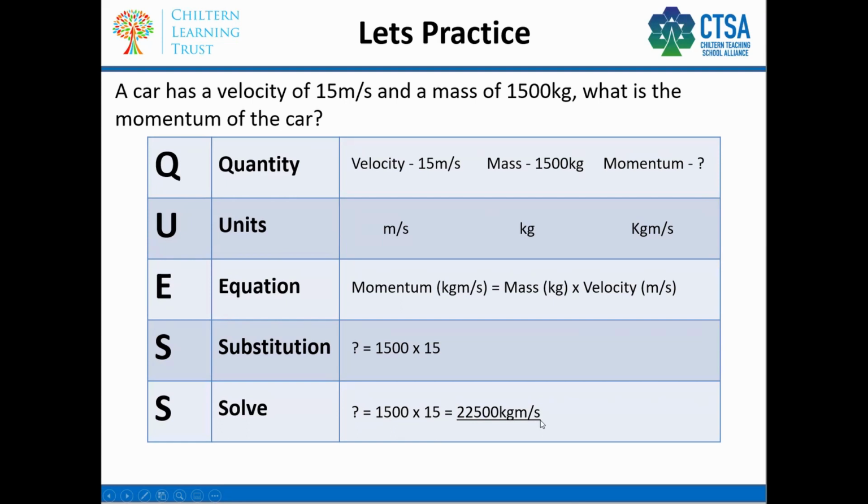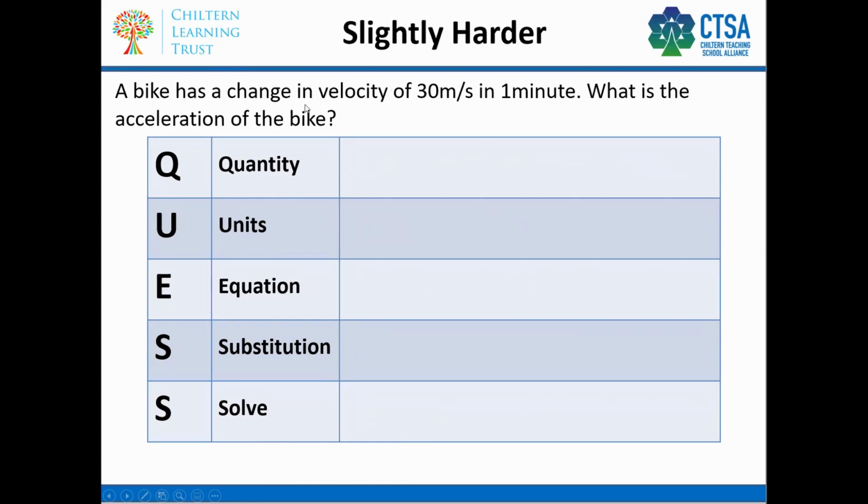So this question obviously can do a few things to make itself harder, and one of those is unit conversion. So let's have a look at that now. So now saying a bike has a change in velocity of 30 meters per second in 1 minute. What is the acceleration of the bike?